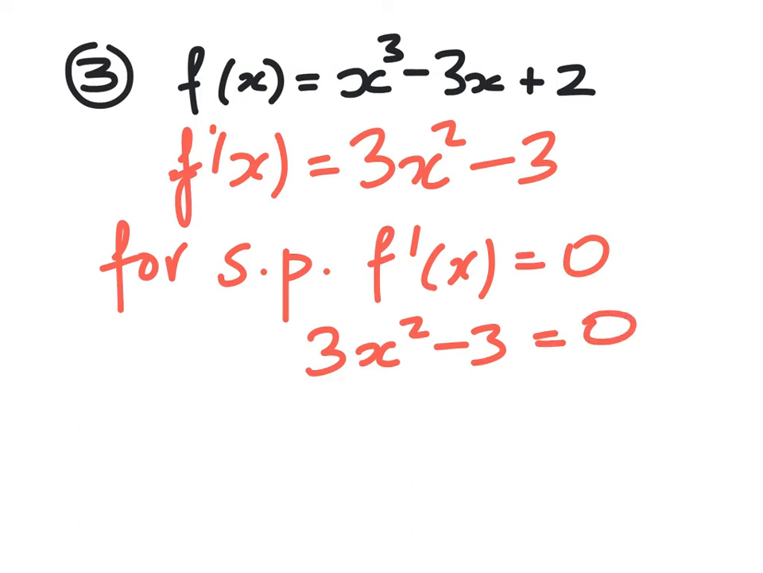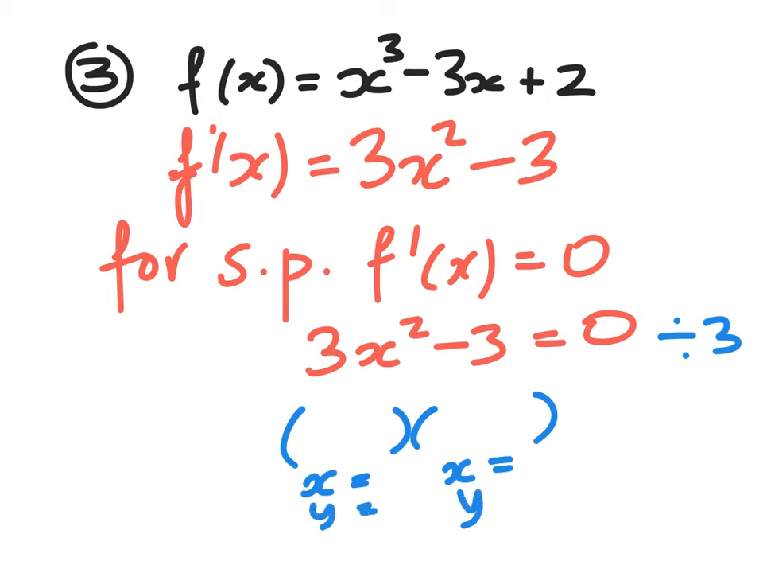Okay, so how are we going to solve that? First thing I would do is I would divide by 3, that gets rid of the 3s, and then I would factorise into a couple of brackets, and that's going to tell me what the x numbers are. Once I've got the x numbers, the next thing I can work out is the y numbers.